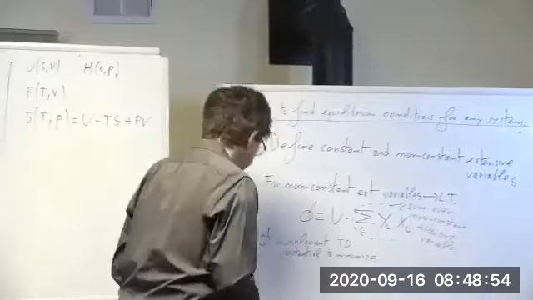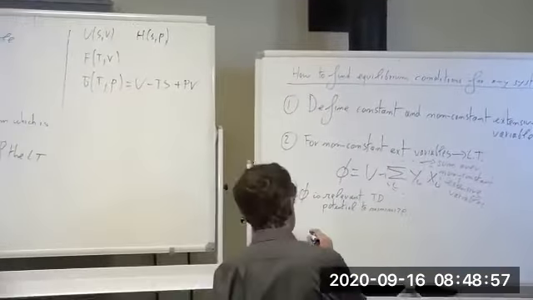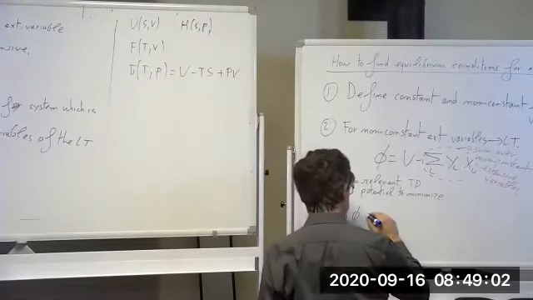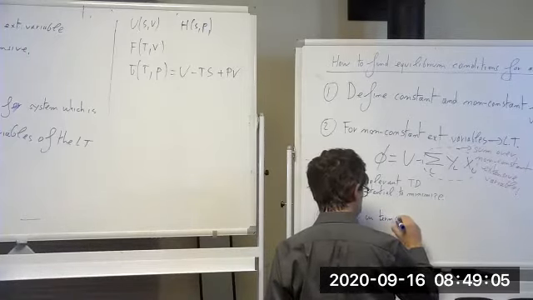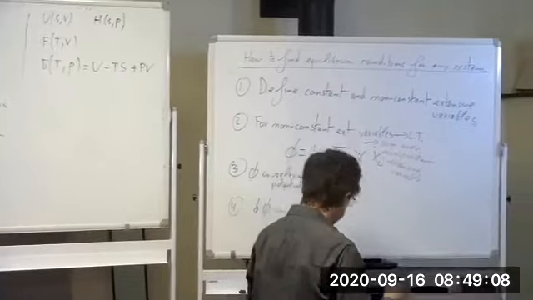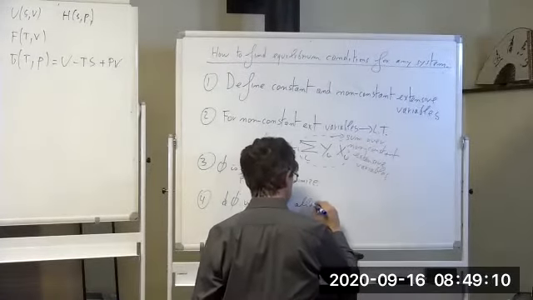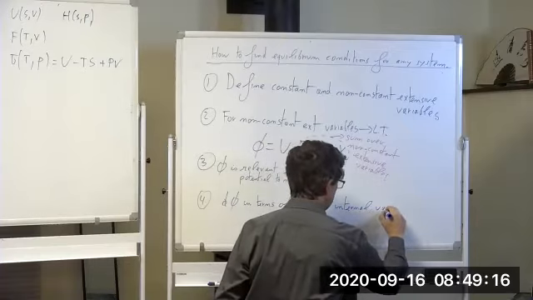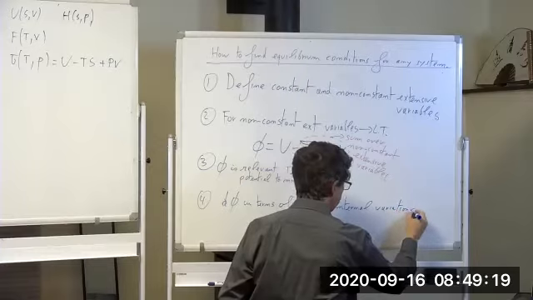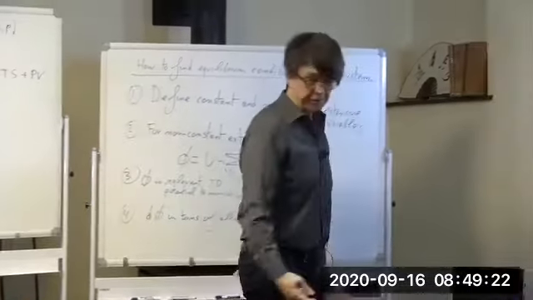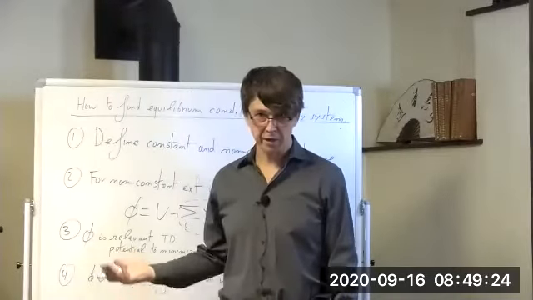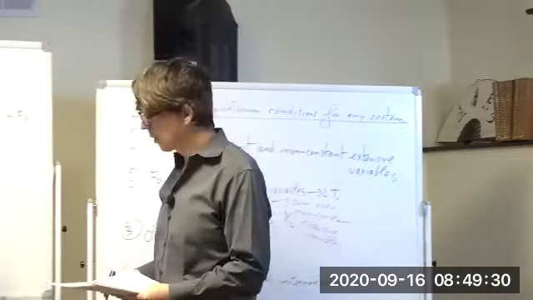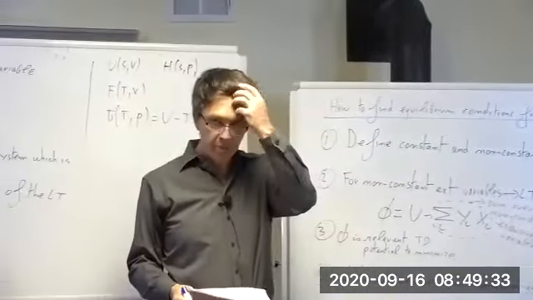So what you have to do is write the differential of phi, d phi, in terms of the allowed internal variations. Right? And then you find the condition where phi cannot be lower anymore. So these 4 steps are the general way that you think of equilibrium in thermodynamics.